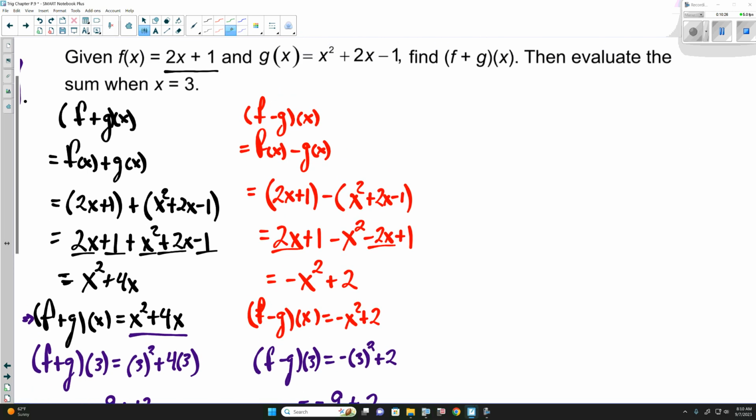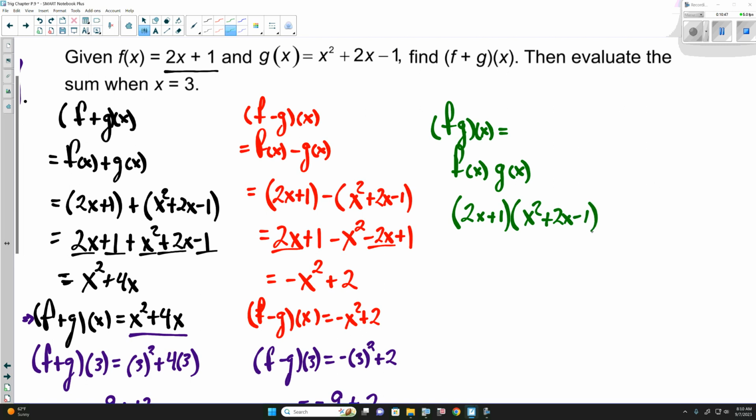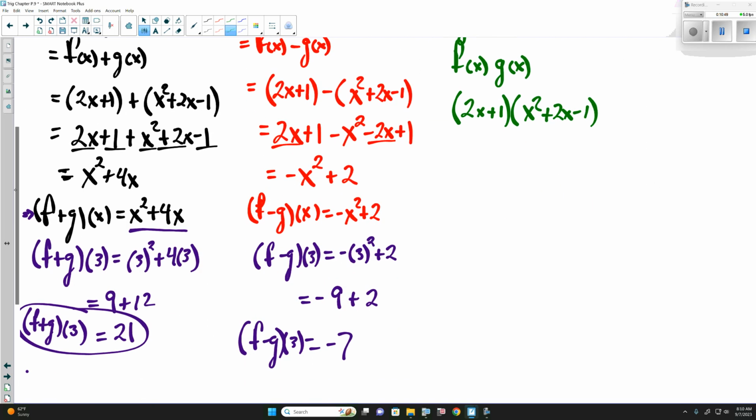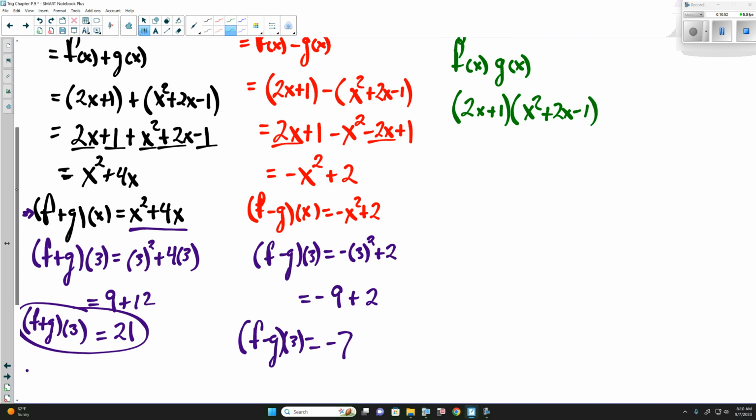We come back up here to the top, and this time we're going to do f times g of x. Well, that's the same as f of x times g of x. Our f of x function is 2x plus 1. And our g of x is x squared plus 2x minus 1. For division, I'm going to have to clear some stuff out. I'm running out of room. Now the next thing we're going to do is distribute.